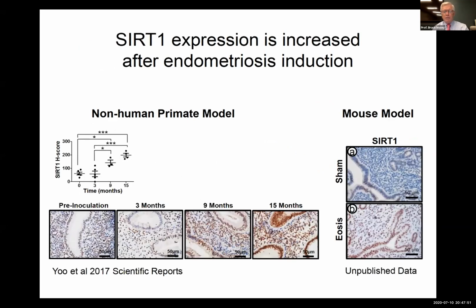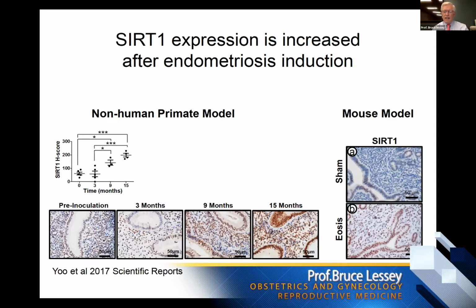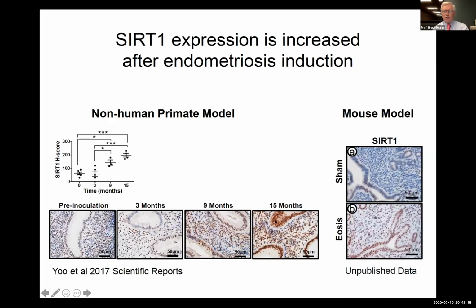When we induce endometriosis in the baboon, as done with osgifoslavas, pre-inoculation, SIRT1 is low. At 3 months, it's still low, but by 9 months and 15 months, you can see that SIRT1 expression is going up and up. And by 15 months, the inflammation is well established, and SIRT1 is a constant protein that's present. SIRT1 is, again, I remind you, a histone deacetylase that is actively turning off genes that progesterone is trying to turn on.